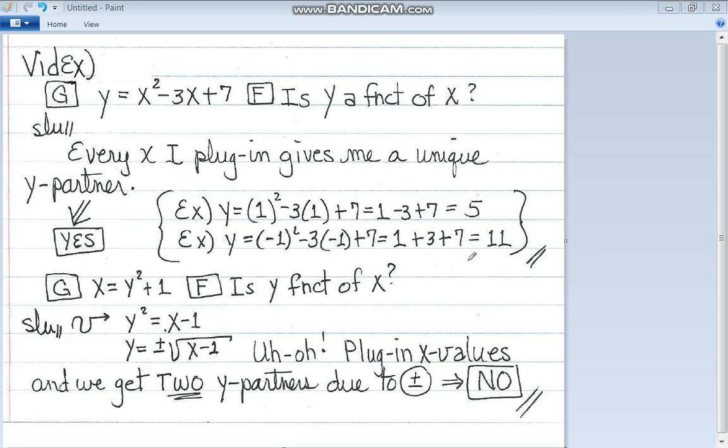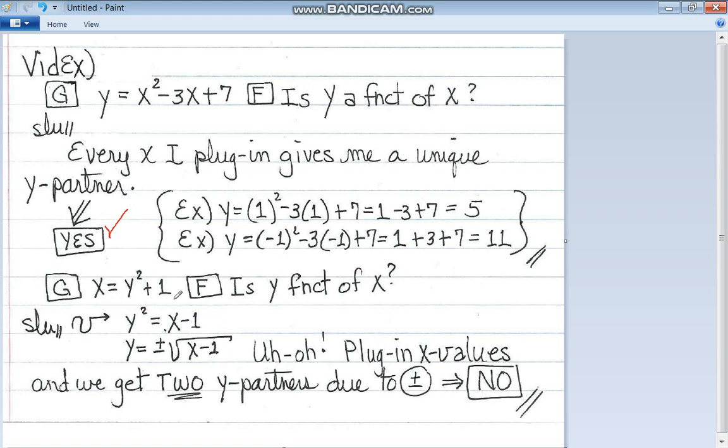So as I continue testing a few, I can see the pattern that no matter which x I put in, it's only going to produce one y partner. So therefore, the answer to the question, is y a function of x, is yes. And I put a box around my answer. Now let's do another one.